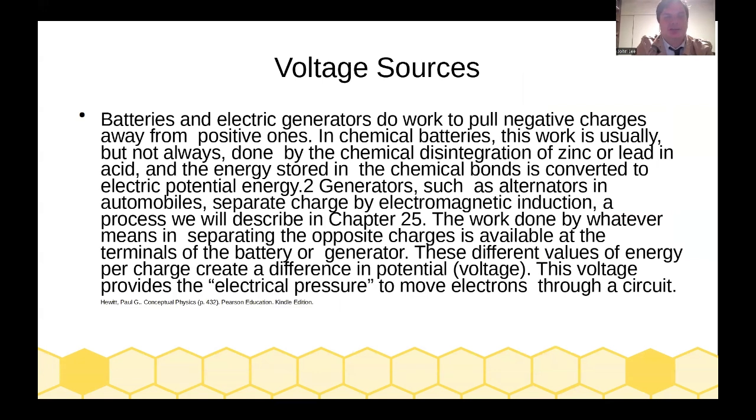Generators, such as alternators in automobiles, separate charge by electromagnetic induction, a process which we will describe in a later chapter. The work is done by whatever means in separating the opposite charges is available at the terminals of the battery or generator. These different voltages of energy per charge create a difference in potential voltage. This voltage provides the electrical pressure to move electrons through a circuit.